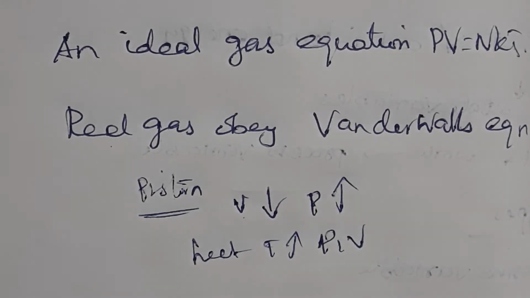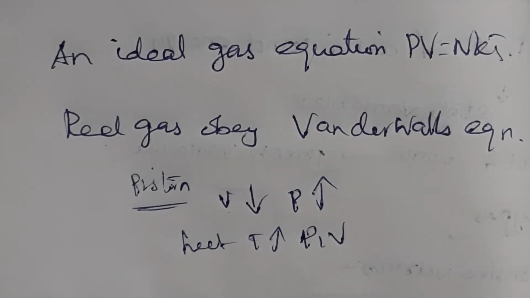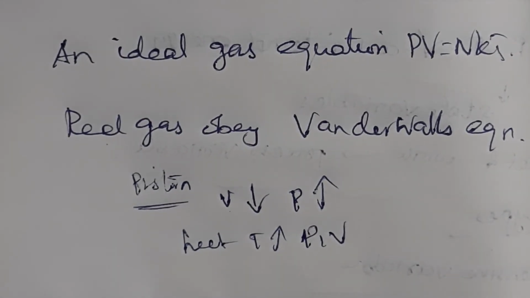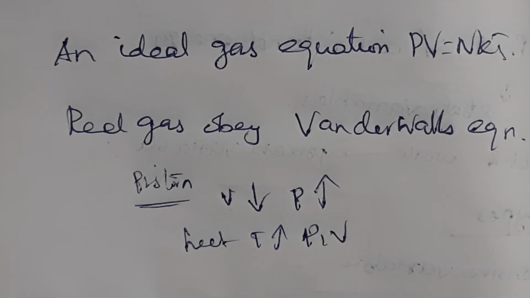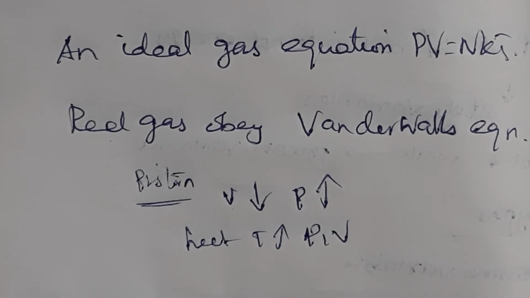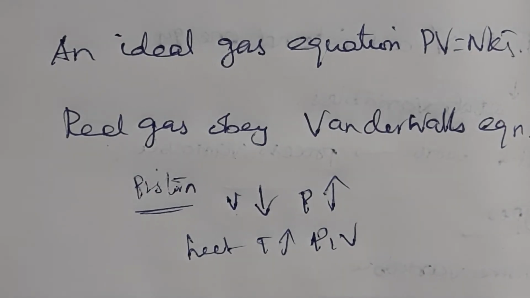Similarly, another example of an equation of state is the van der Waals equation. Real gases obey the van der Waals equation at thermodynamic equilibrium. The air molecules in the room also obey the van der Waals equation. So these are the examples of equation of state.